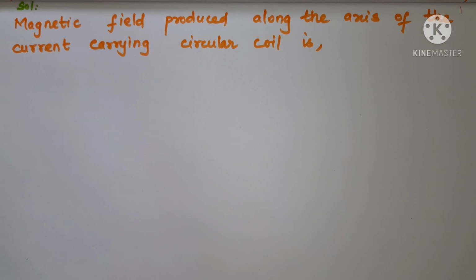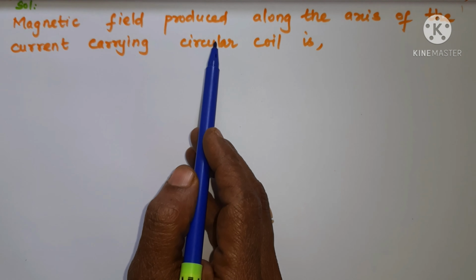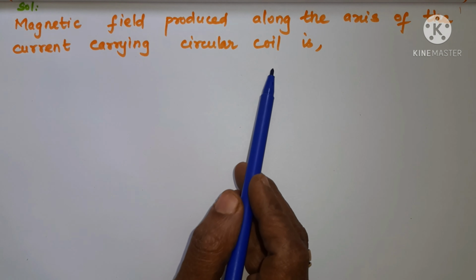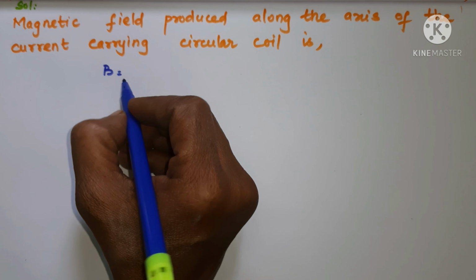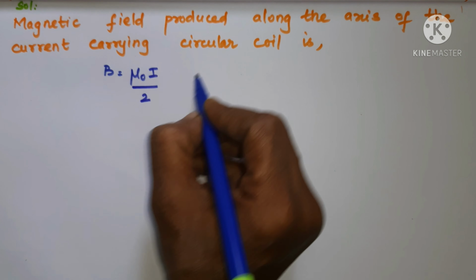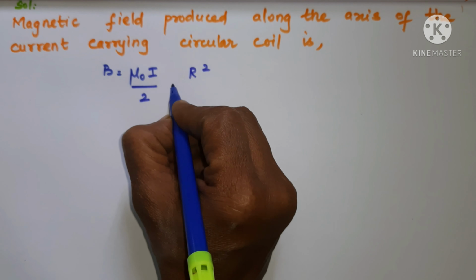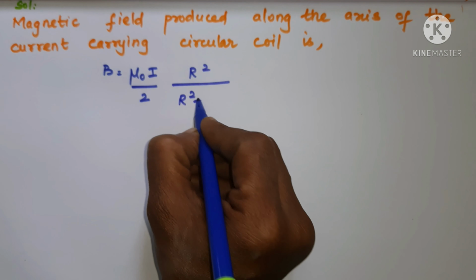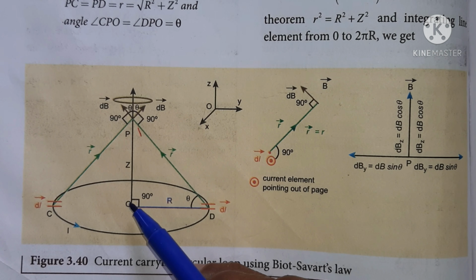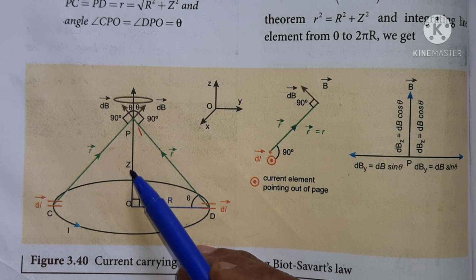The solution: the magnetic field produced along the axis of a current carrying circular coil is B equals mu naught I divided by 2 into r square divided by r square plus z square, the whole power of 3 by 2. Here in this diagram, the distance between the point O and the point P is z.